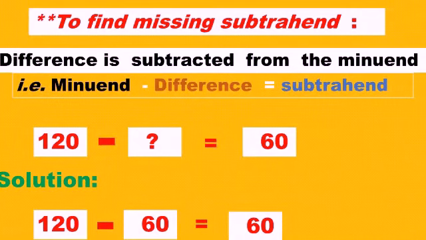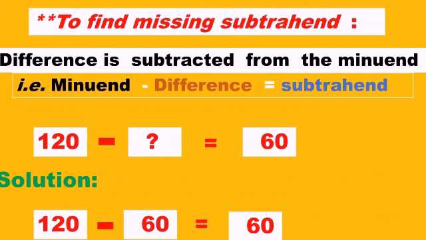Now let us learn how to find the missing subtrahend. If we want to find the subtrahend when minuend and difference are given, that time what we have to do? See, subtrahend is not the bigger number in subtraction. So we have to find subtrahend. That time we have to subtract. What we have to subtract? As difference and minuend are given and minuend is the bigger one, so we have to subtract difference from the minuend, then we will get subtrahend.